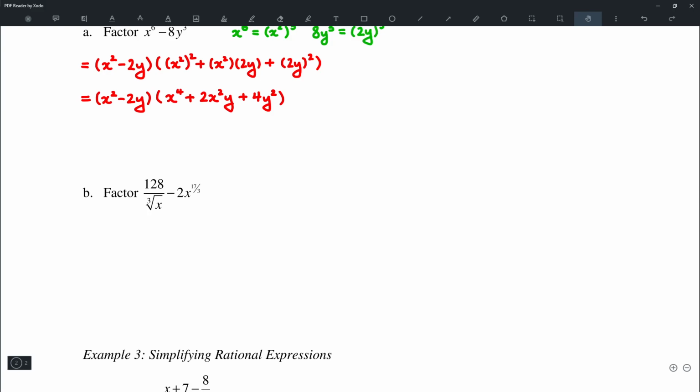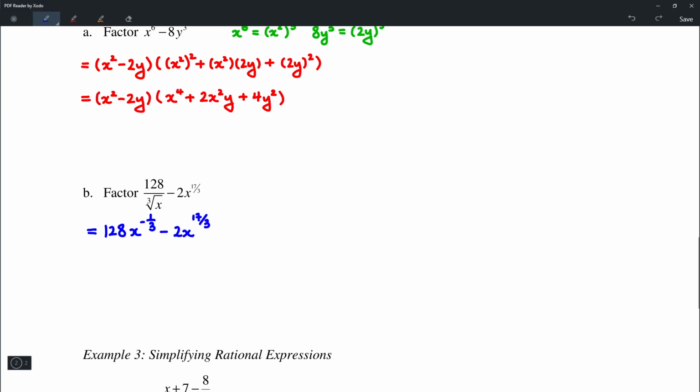Okay, so example B is a little bit different since it involves a cube root in the denominator. So first thing we're going to do is rewrite the cube root of x in the denominator as x to the negative, since it's in the denominator, and then to the 1/3 power, so negative 1/3 power because of the cube root. And then the second part pretty much stays the same. So this is still 2x to the 17/3 power.